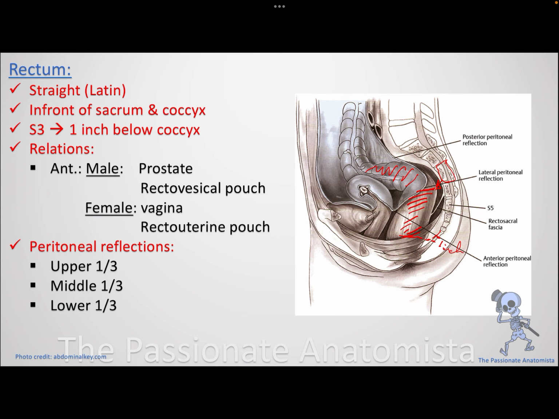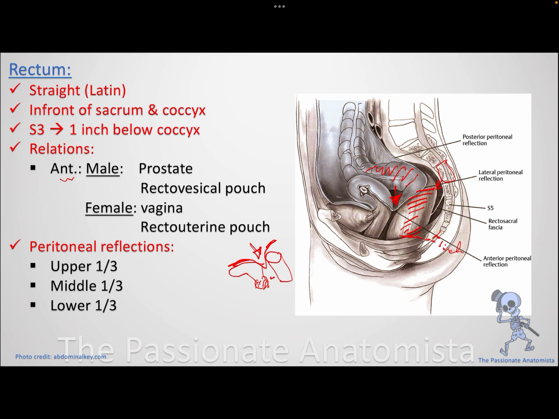The important relations would be that anteriorly there is the prostate, and superiorly we have the rectovesical pouch, because the rectum is here, the urinary bladder is here and the prostate is here. As the peritoneum comes in and deflects up, I will get the rectovesical pouch in male and the rectouterine pouch in female. That is also a place where I can find accumulation of fluid in standing position. So it's important to know that.